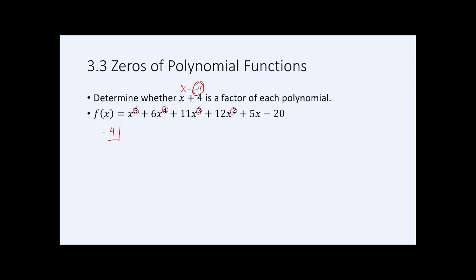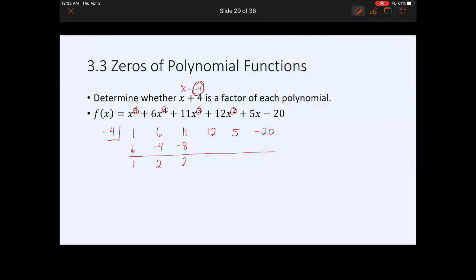Now, let's try it here. Again, we want to know, is x plus 4 going to be a solution or be a factor of this polynomial? And so, again, x plus 4, remember that's x minus negative 4. So again, the negative 4 is what we're using when we do our division. And if you look at all of our terms, we have an x to the 5th, x to the 4th, x cubed, x squared, x and constant. And so we don't have any zeros that we have to put in. So our coefficients are going to be 1, 6, 11, 12, 5, and negative 20.